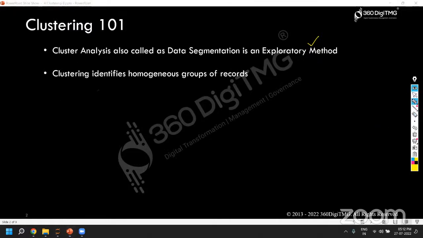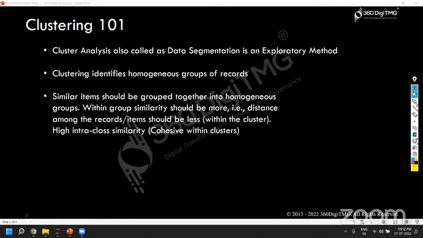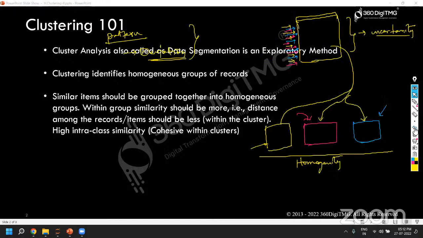The clustering is basically a process of identifying similar groups of records. Homogeneity means similarity. Then the idea here is to bring similar items into one group. And if I try to group that, so we try to do that. If I go back to the diagram, within this particular data set, the records will be similar.